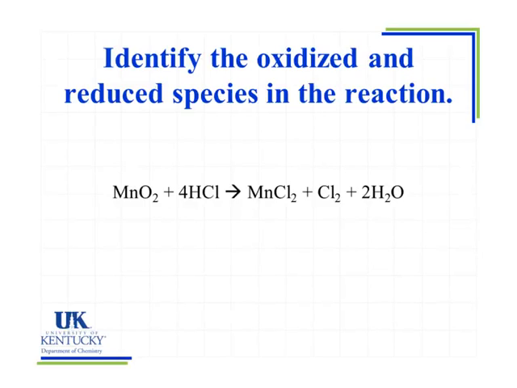Identify the oxidized and reduced species in the reaction. In order to identify both the oxidized and reduced species, I first need to know the oxidation states of every atom in the reaction. So that's my first task in order to solve this problem.